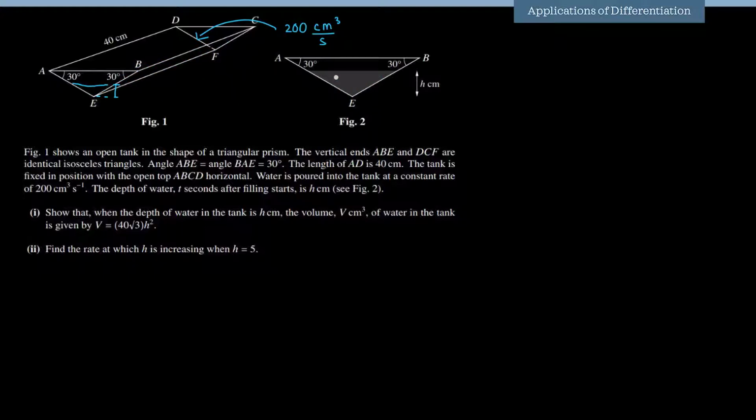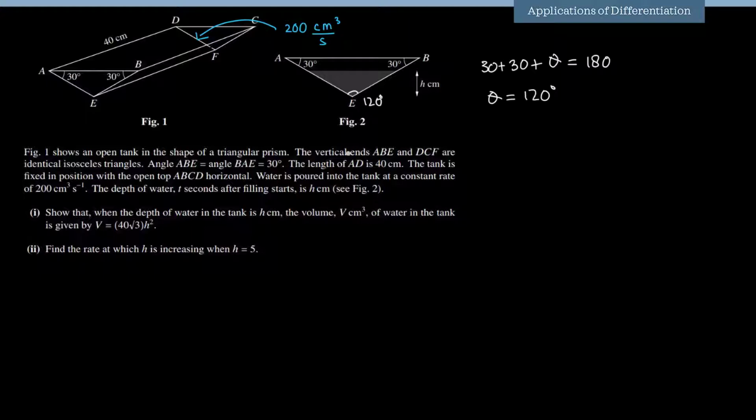To find the area of this triangle, which represents the water in the tank, I'll calculate this third angle. You know that the sum of angles in a triangle is equal to 180. So for this triangle, 30 plus 30 plus this angle, let's name this angle theta, so plus theta would be equal to 180 degrees. This gives me the value of theta as 120 degrees. So this angle is 120 degrees.